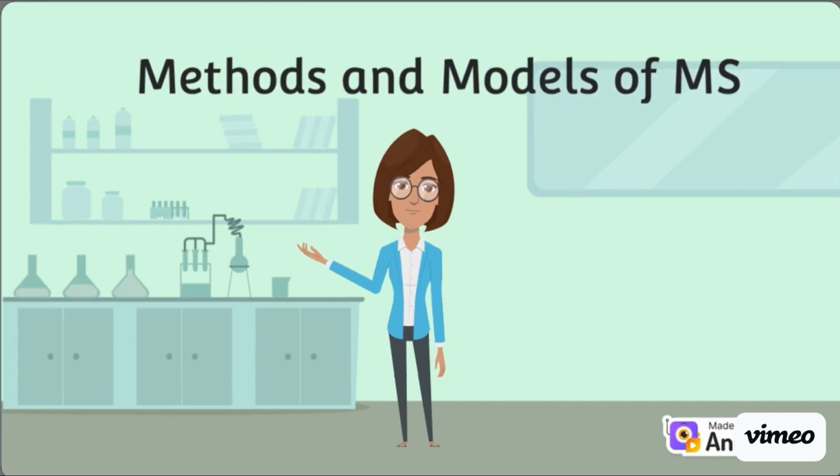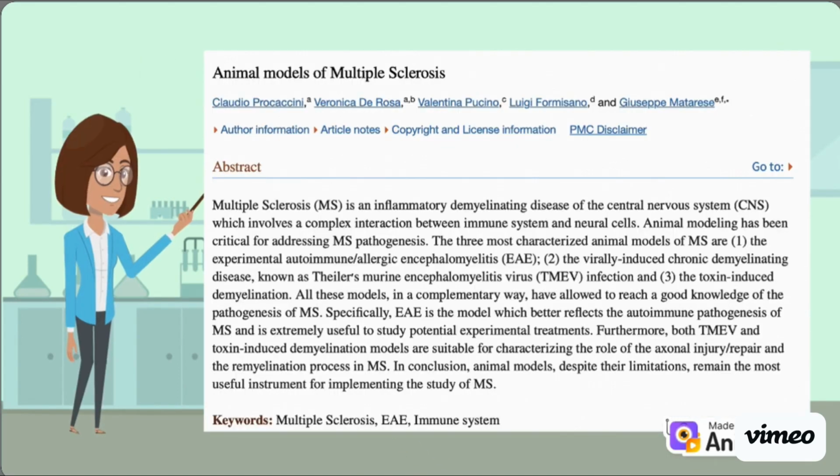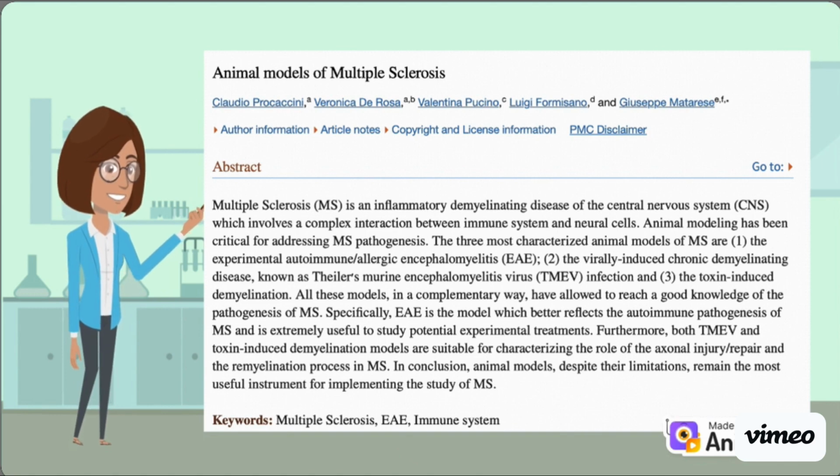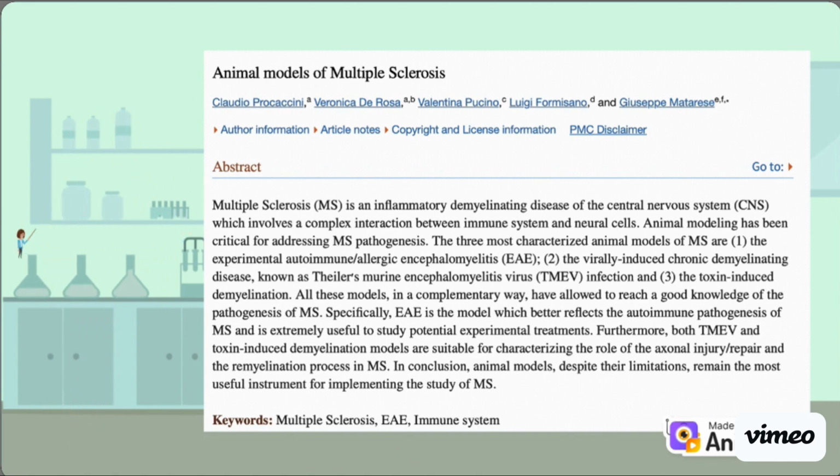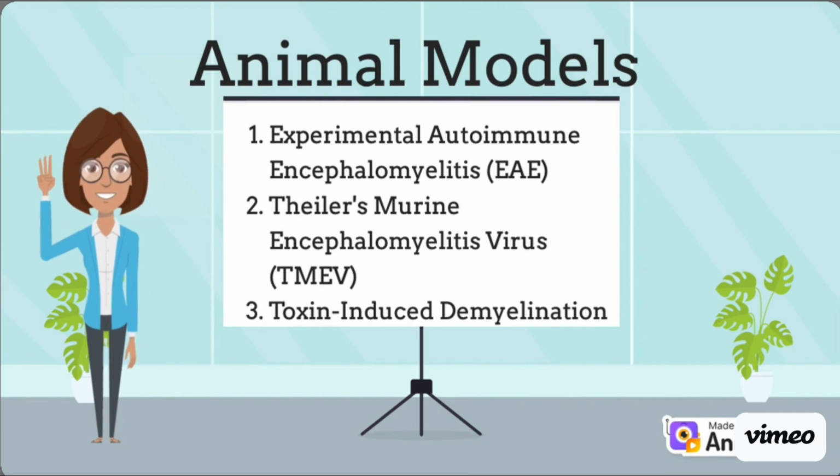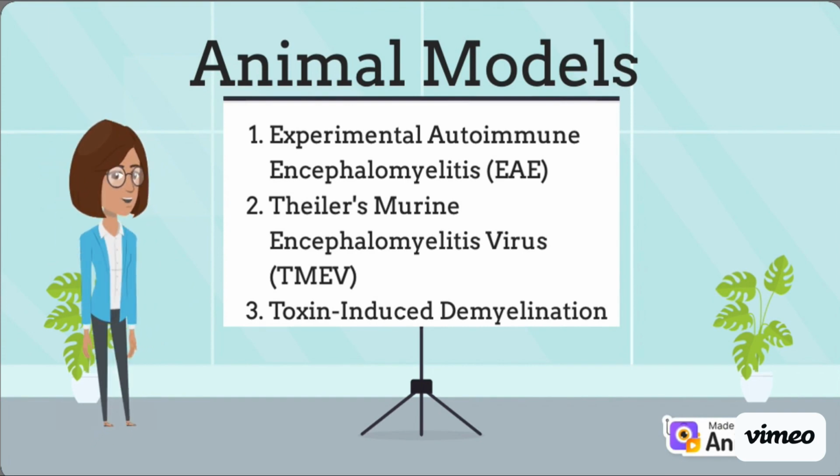For this video, I'll be discussing the methods and models used for multiple sclerosis, using the paper by Claudio Protochini called Animal Models of Multiple Sclerosis. The three animal models of MS that this paper goes over are the experimental autoimmune encephalomyelitis, or EAE, the virally induced chronic demyelinating disease known as the Theiler's murine encephalomyelitis virus, or TMEV, infection, and the toxin-induced demyelination.